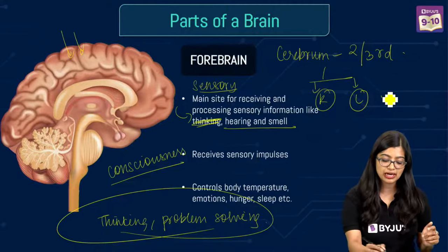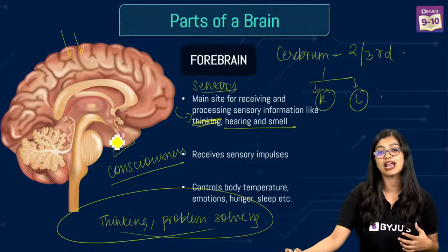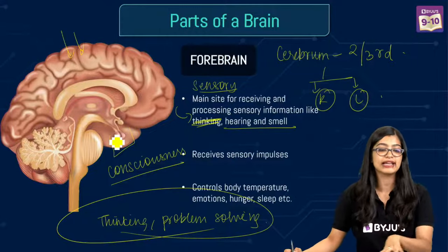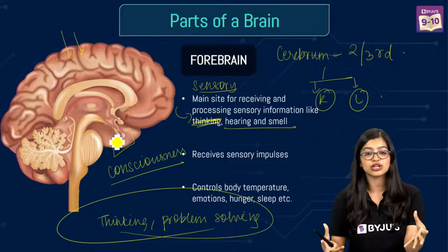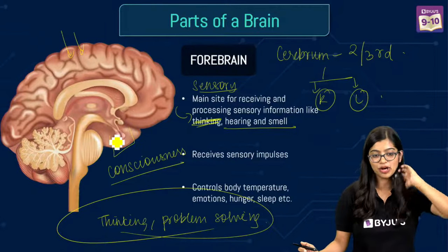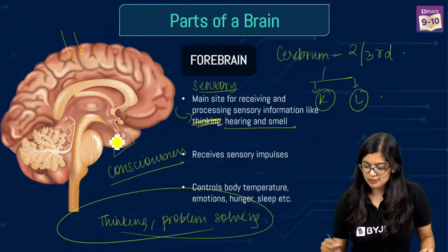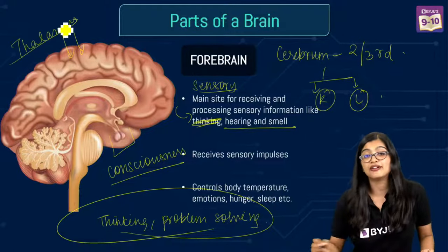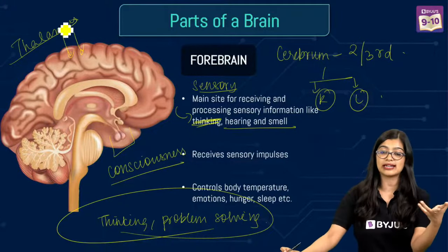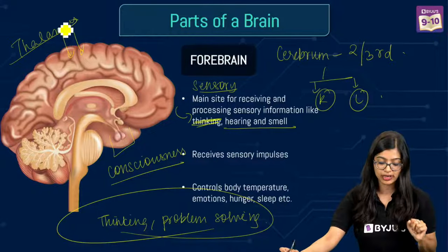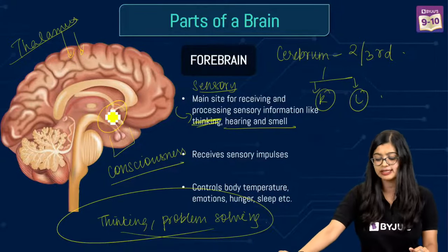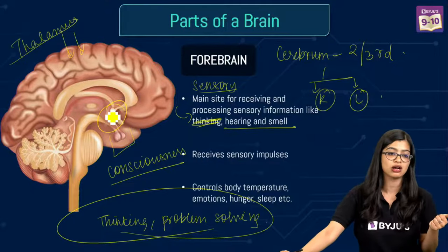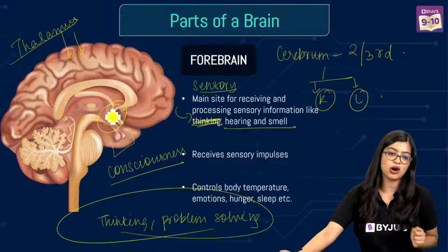But the pituitary gland is present because it acts as a master gland. So the pituitary gland regulates the functioning of other glands inside the body. Now, like we said, the thalamus acts as a relay station and regulates all the sensory functions, right? It's important for regulation. And the hypothalamus is responsible for regulating temperature, thirst, and of course, hunger, right? So this is important to understand.